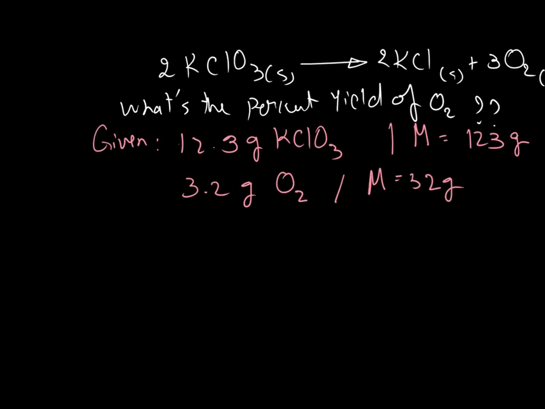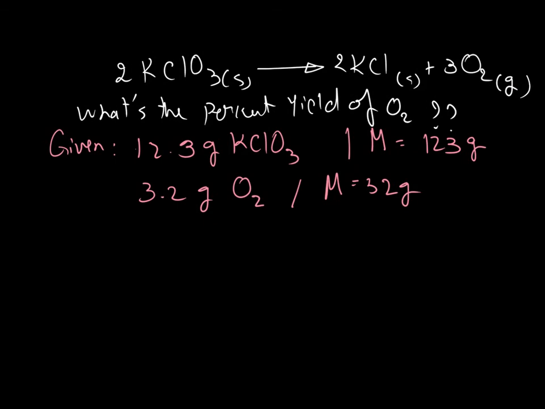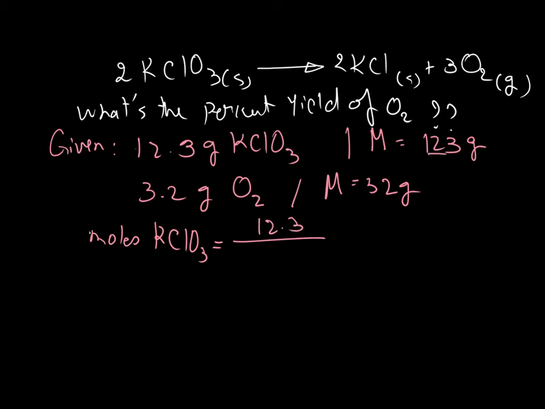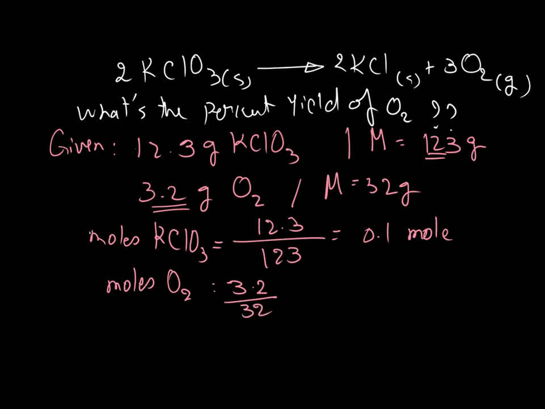Convert the mass into mole. So moles of KClO3 equal mass given 12.3 over the molar mass 123 equal 0.1 mole. You are given also the moles of oxygen produced. You can calculate it by dividing the mass over molar mass, 0.1 mole.